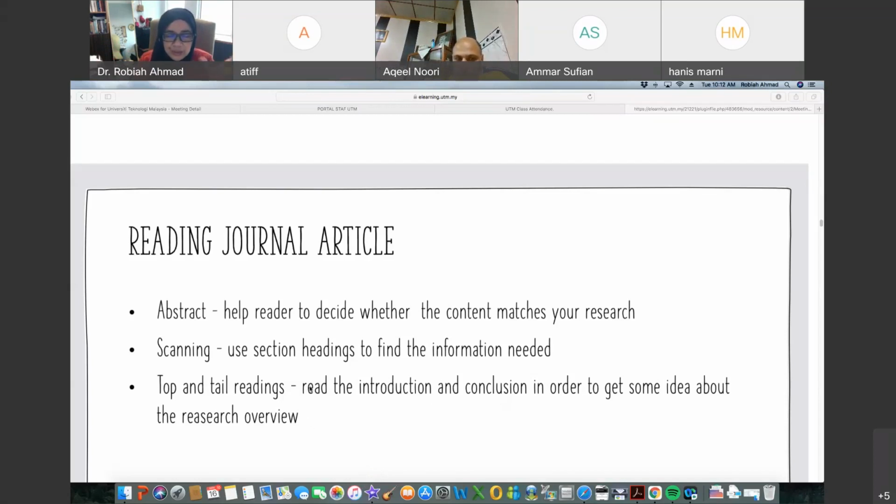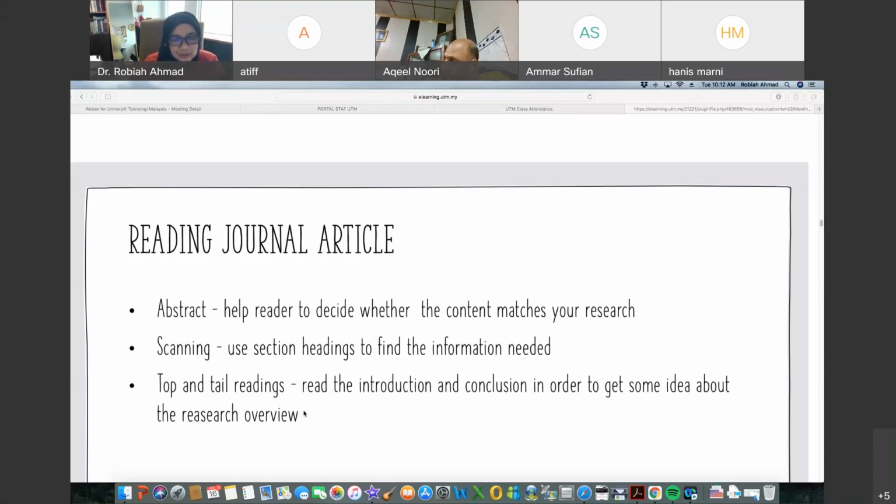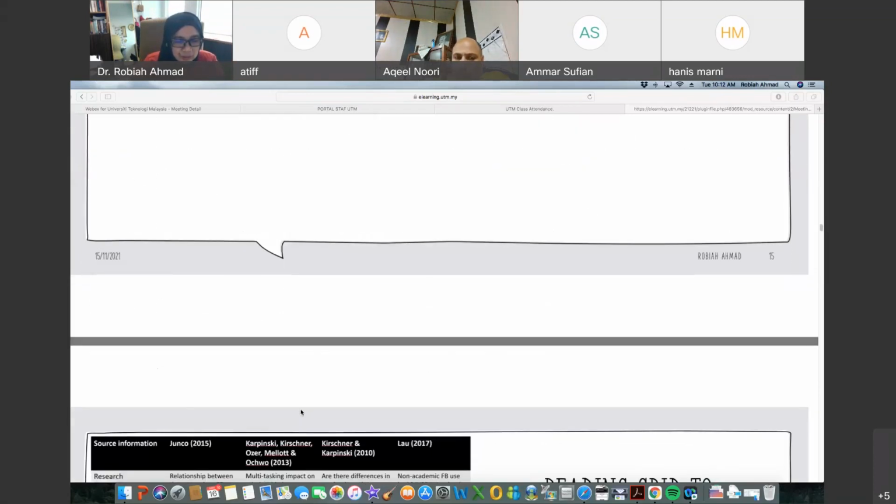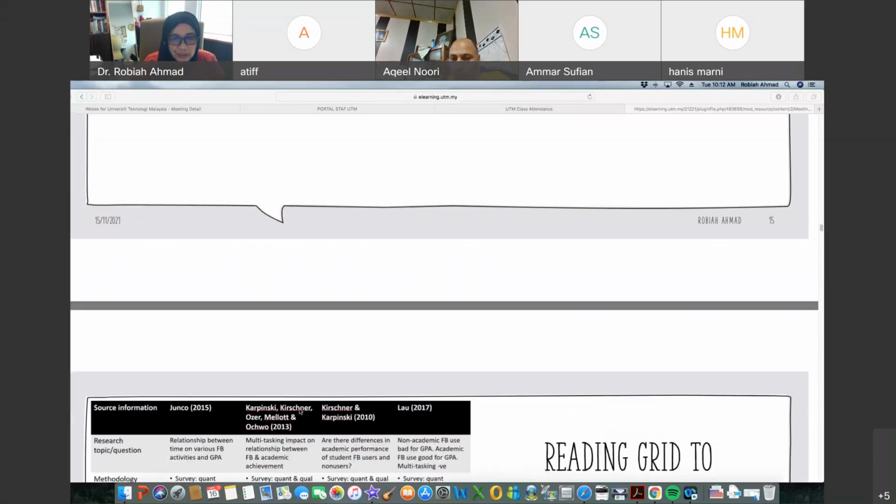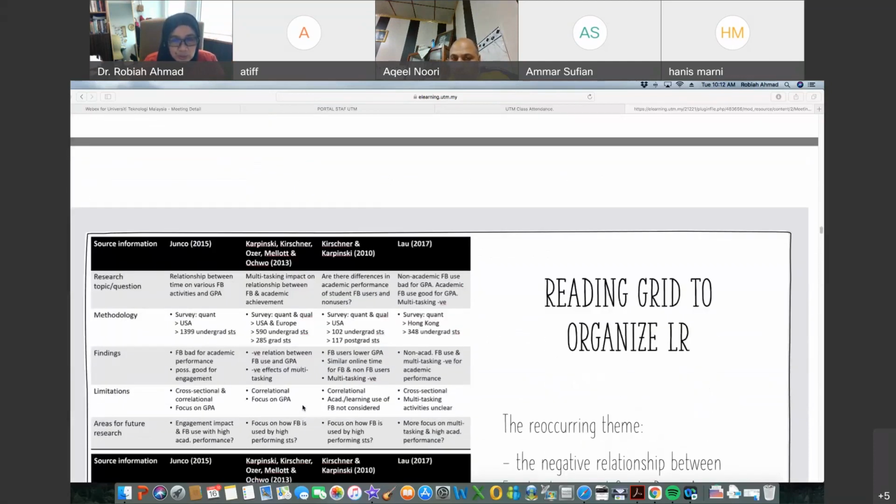When we have so much, we've downloaded so many papers, which one do we actually need to concentrate on? So top and tail reading is very good. Besides that, the abstract you must read. Abstract must be read, and top and tail. It helps you. Okay, so once you have it, you put it together. So these are the papers.